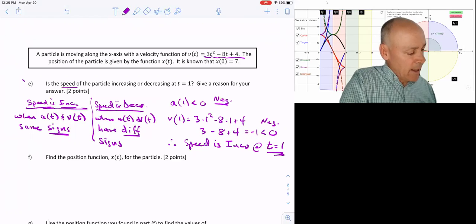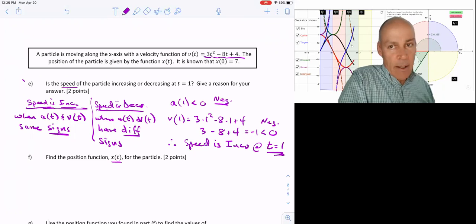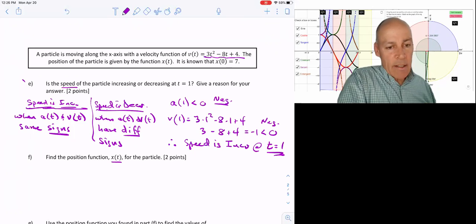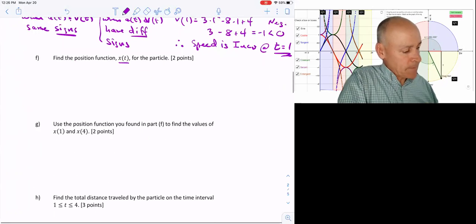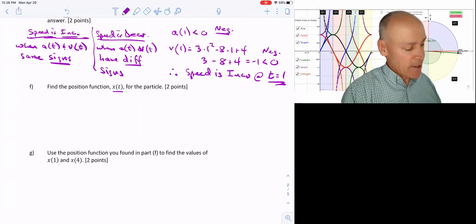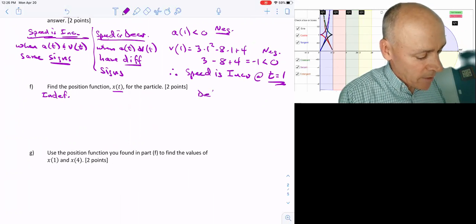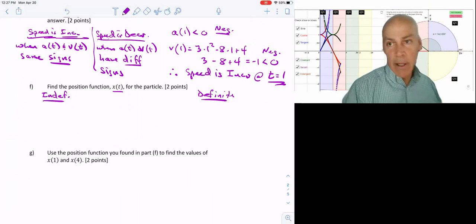Okay. Find the position function x at t for the particle. Okay, 2 ways I can do this one. I could set this up and treat it as an indefinite integral, or I could treat it as a definite integral. I'm going to show you both. You pick the one that you can wrap your brain around.